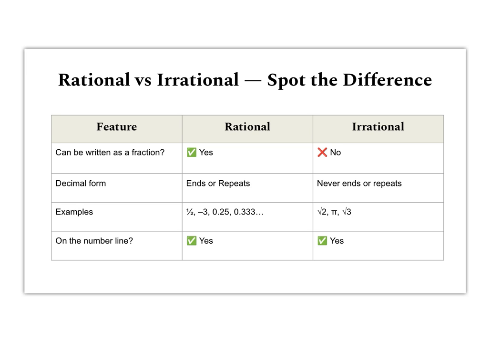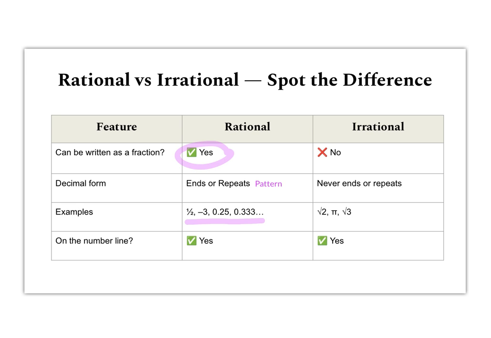Now let's put rational and irrational numbers side by side to make the differences crystal clear. Rational numbers can be written as fractions. Their decimals end or repeat, and they follow a predictable rule. That means there is a pattern. Here's an example: half, -3, 0.25, and 3.333. Can we find this on the number line?